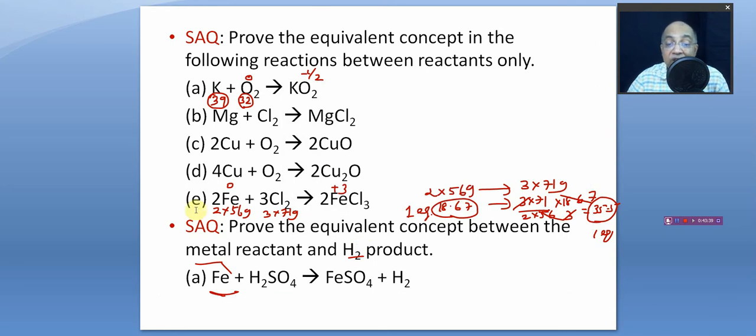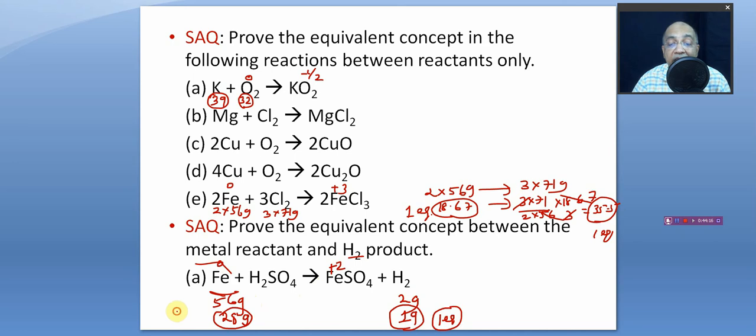You can prove it because this is already a balanced reaction. So 56 gram produces 2 gram. Should we take it in the opposite way or this way? Here iron goes from 0 to plus 2, so the equivalent mass of iron is 56 by 2, which is 28. So if 56 gram gives 2 gram of hydrogen, then 28 gram will give half of it, 1 gram, which is also 1 equivalent of hydrogen.